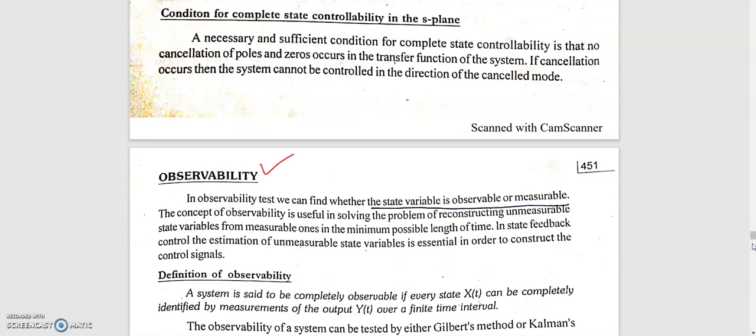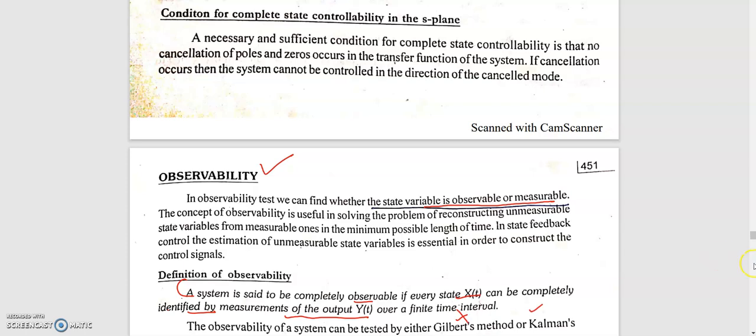Now observability. Observability means your state variable is observable or measurable. The definition is given by this statement: a system is observable means your state variables are completely measurable or identifiable by measuring the output y of t. That is the definition of observability. Again, you have Gilbert's test and Kalman's test. We will be discussing only Kalman's test here.